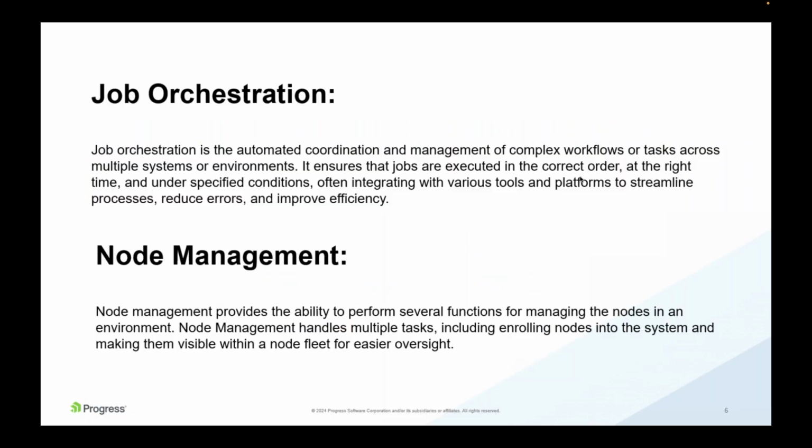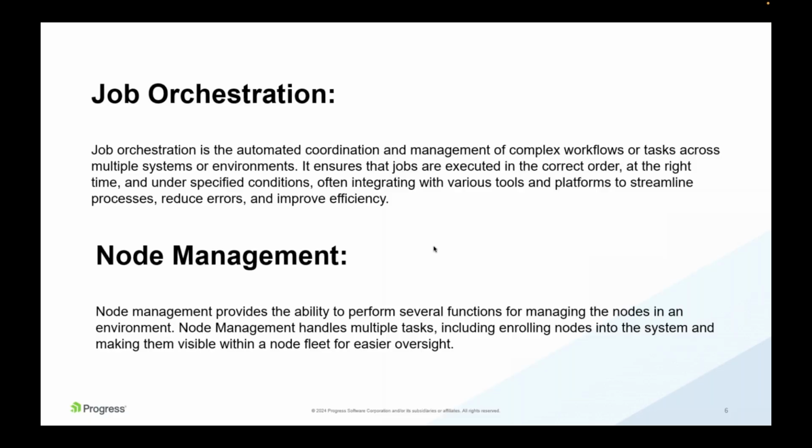So what is job orchestration? As the name itself defines, job orchestration is an automated coordination and management of complex workflow or tasks across multiple systems and environments. It ensures the jobs are executed in the correct order, at the right time, and under specified conditions. Whereas node management provides the ability to perform several functions for managing the nodes in the environment.